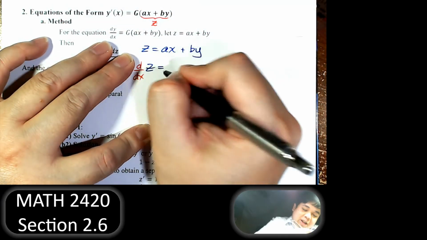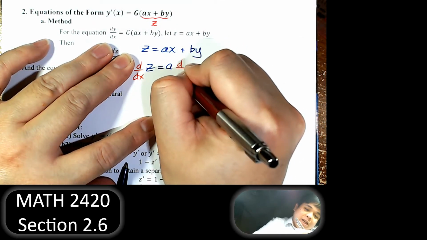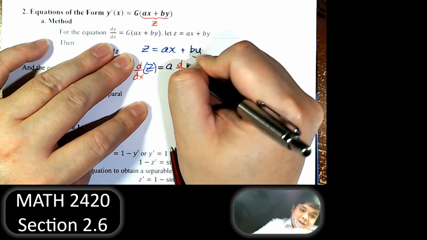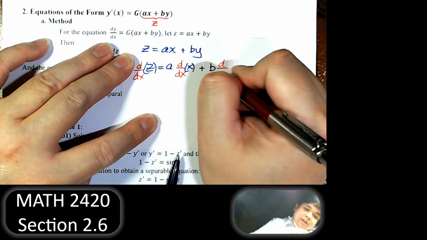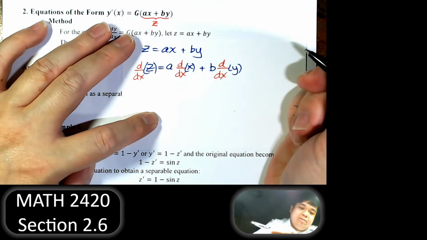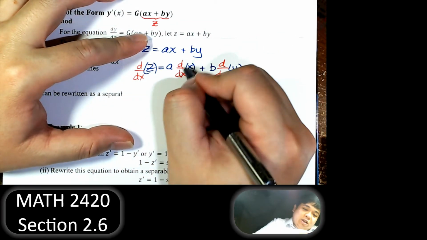Meaning I'm going to put this in front of everything. a is a constant, so I can just write a and then d over dx, derivative of x, and then derivative of y with respect to x. Derivative of x with respect to x is 1, so this is 1.